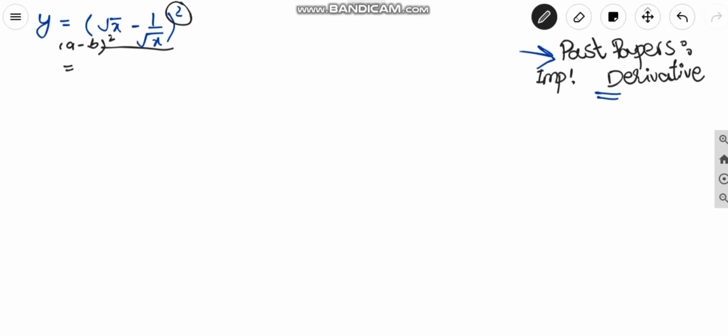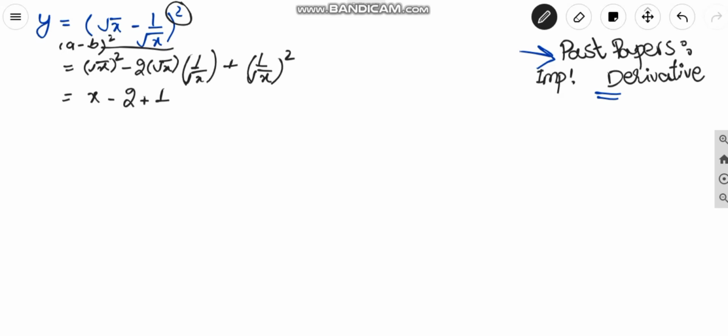So let's expand it. First of all, take a square minus 2ab plus b square. In this case, a is square root x and b is 1 by square root x. So we get x minus 2 plus 1 by x. To make it simpler, we can write it as x plus x inverse minus 2. Now you can see that this function is in the form of the sum and difference of functions.